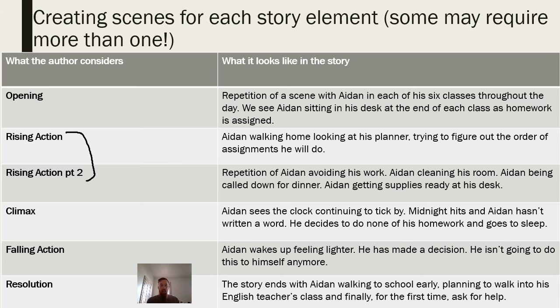And then at the end, the story ends with Aiden walking to school early. We hear his internal thoughts, his monologue, that he's going to go to the English teacher's class and ask for help finally for the first time. So this is a big thing for him. I've been thinking about some of the stories we've been reading this year. They don't always show me the last thing, so I'm not going to show Aiden asking for help. I'm not going to show him actually solving it, but I'm going to show us that he's made a decision that he's going to do that. So that's my outline for my story.